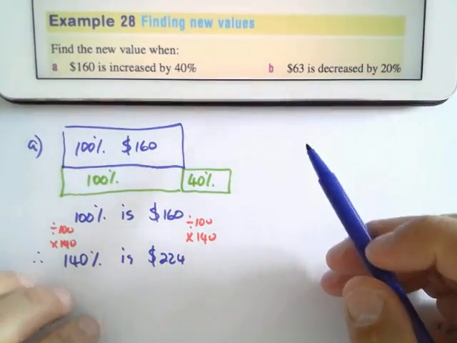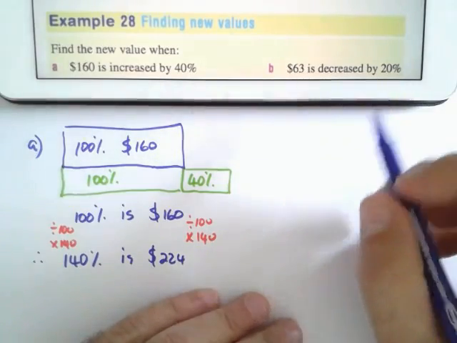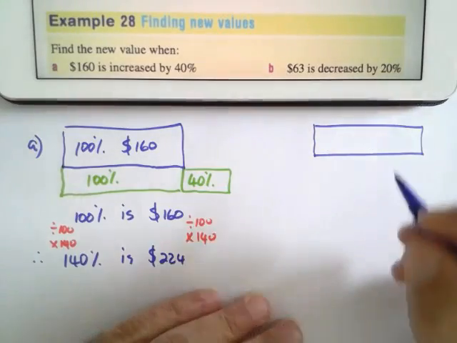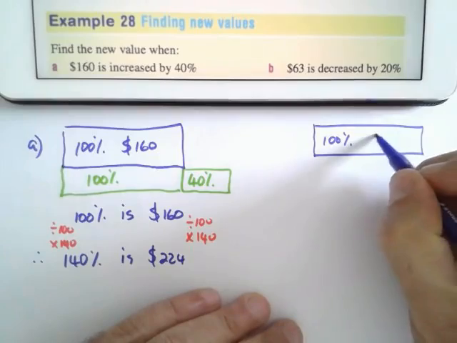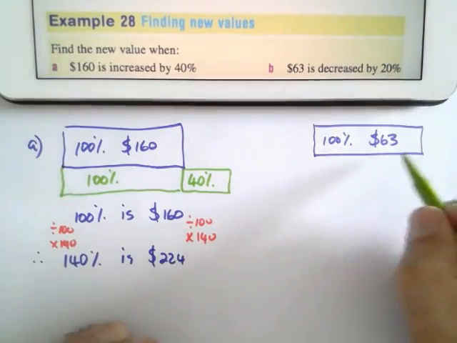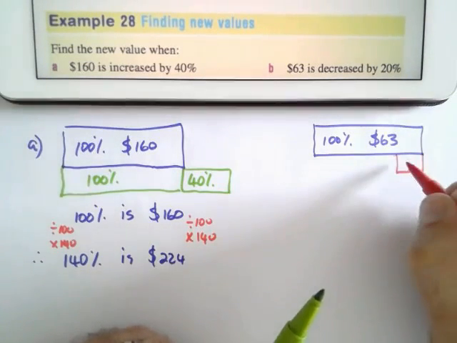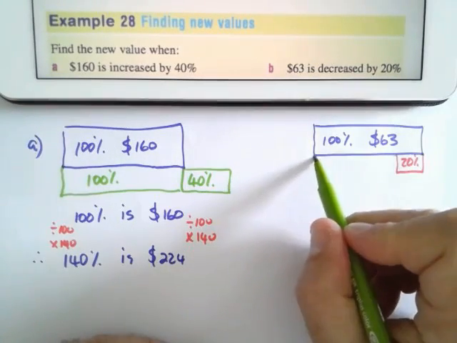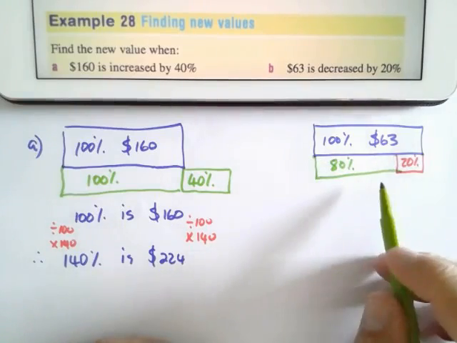Let's look at this method then, if there's a decrease. So we say $63 is decreased by 20%. So if this is my original, 100%, my original, and that is $63, it's decreased by 20%. So if it decreases by 20%, so I get a discount, sort of, 20%. So this is 20%. What remains? Well, this must then be 80% that remains.